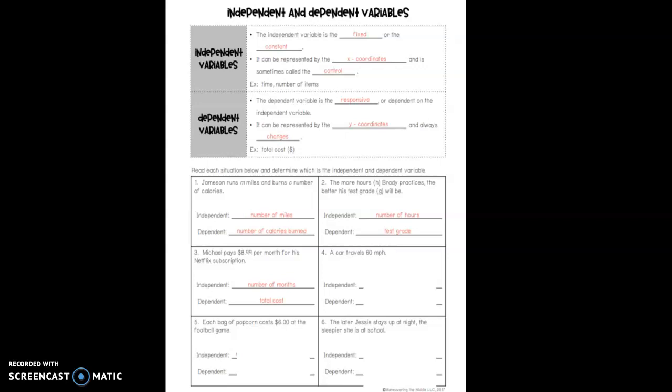Now for the next 3, I'm going to read it. You will pause the video and then write the correct answer. You will come back to check if your answer is correct. Here we go. Number 4, a car travels 60 miles per hour. Pause the video and determine what the independent and dependent variables are.